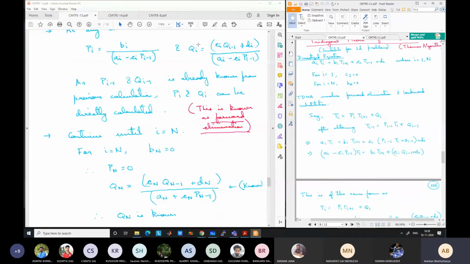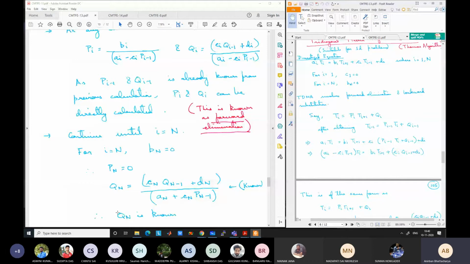And then what is the value of Qn? Qn is Cn Qn minus 1 plus Dn divided by An plus Cn Pn minus 1. Pn is 0 and Qn is this value. Qn minus 1 and Pn minus 1 are already known from previous calculation, so Qn we can directly calculate from this equation. At this point we know the value of Qn.